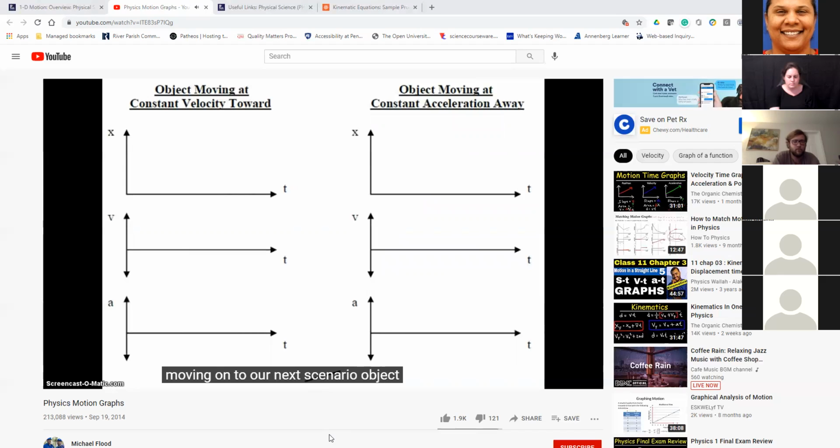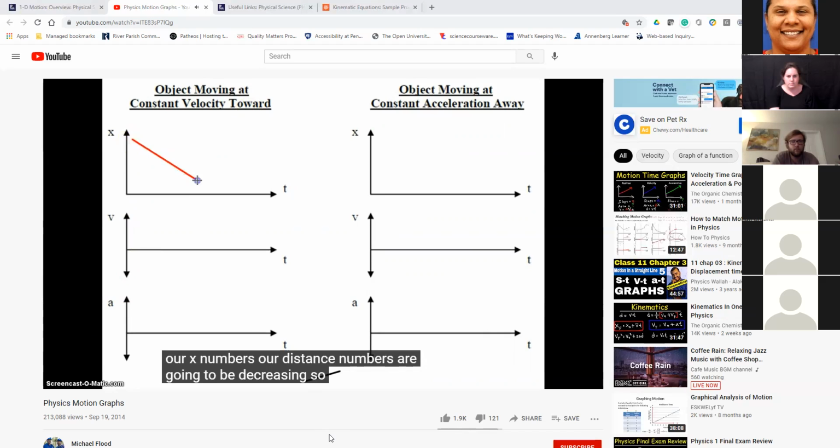Moving on to our next scenario, object moving at constant velocity toward. Well, constant velocity means our line is going to be straight. Toward means that our X numbers, our distance numbers, are going to be decreasing. So this would be a straight line, negatively sloped, showing that our X value is decreasing as time is increasing. Straight line indicating to us that the rate of change of that distance is remaining constant, therefore constant velocity. Well, constant velocity again means that we're going to have a horizontal straight line. This time though, our horizontal straight line is below the time axis. The slope of this line is negative, indicating negative velocity, meaning that it's going toward.